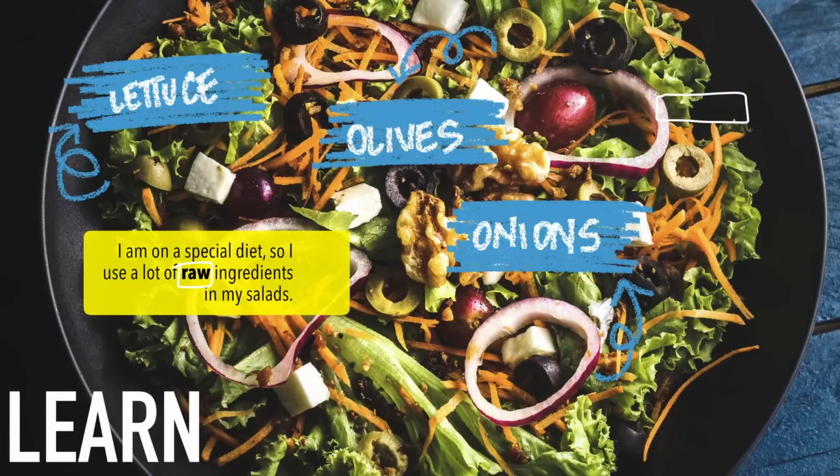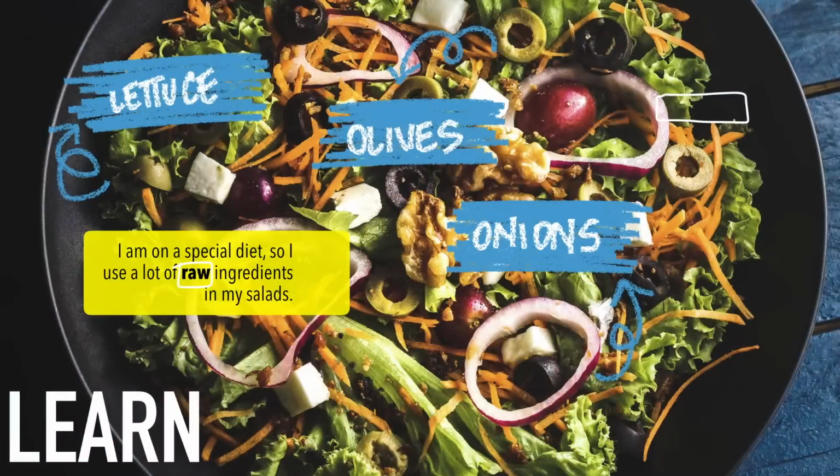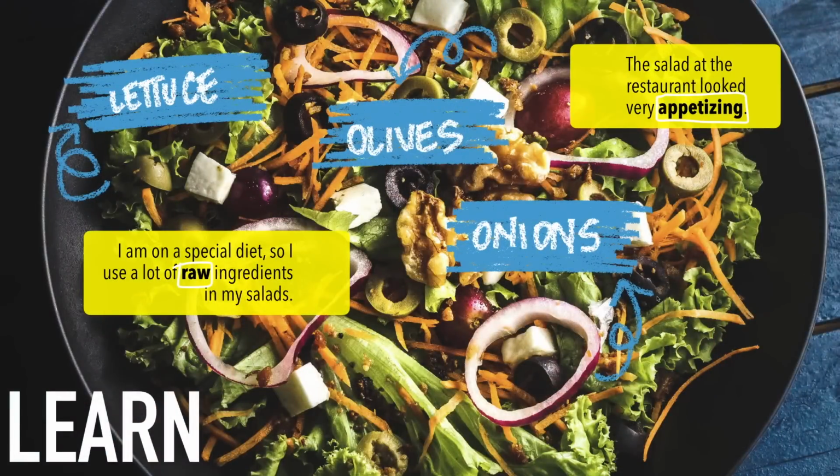So again, the sentence, I am on a special diet, so I use a lot of raw ingredients in my salads. Okay, remember, we're going to find out the definition when we go to the next part of our formula, the letter M. Okay, so we have one more sentence here. Here we go. The salad at the restaurant looked very appetizing. One more time after me. This is a long one. Appetizing.